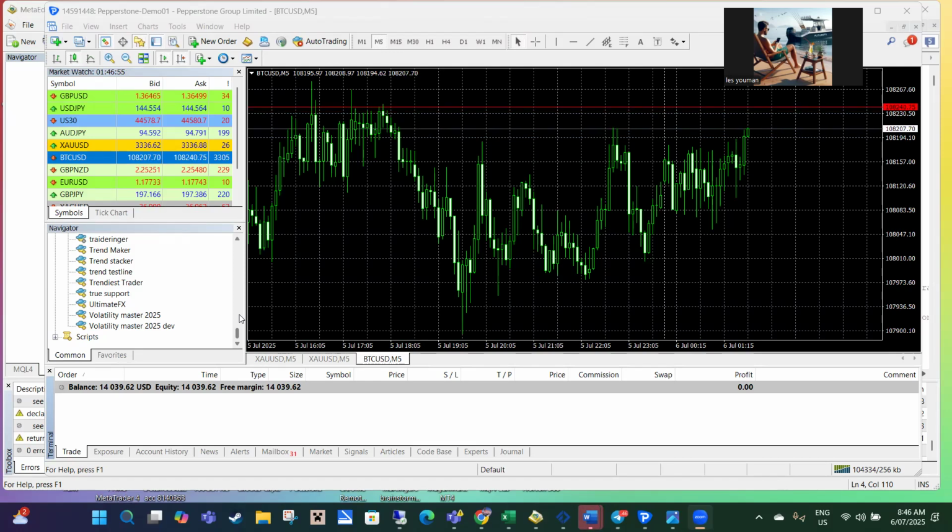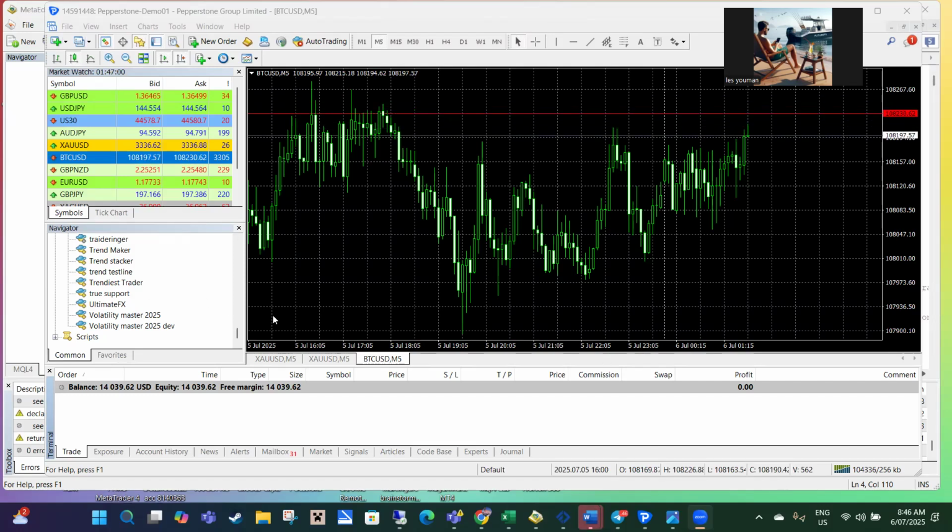But okay, we have a chart here. I've just got it on Bitcoin at the moment simply because it's Sunday and Bitcoin's the only market that's open. So that's why I'm using Bitcoin. I do trade Bitcoin a little bit. So if you want a bit of a template on what I use for Bitcoin, I can send that to you.